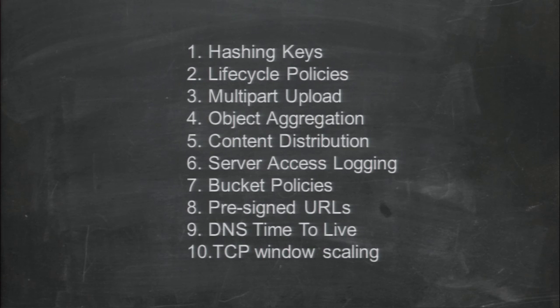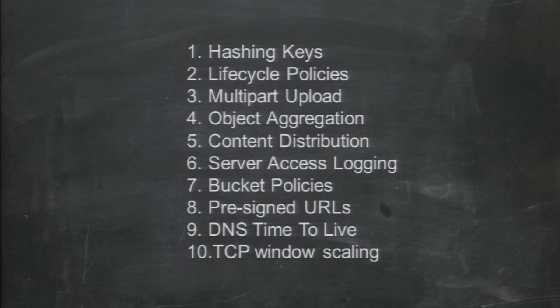So in today's talk, what I want to do is cover essentially 10 mini talks of different things that you can do to get better performance out of S3. We're going to spend a bunch of time talking about how to do hashing of keys and why this is important when you're managing lots of objects. A little bit about lifecycle policies, again, for managing lots of objects. Multipart Upload, a feature of S3 that's great for dealing with large objects. Object aggregation, a very specialized use case, but if it fits your use case, it's a really great way to save money and move data quickly.